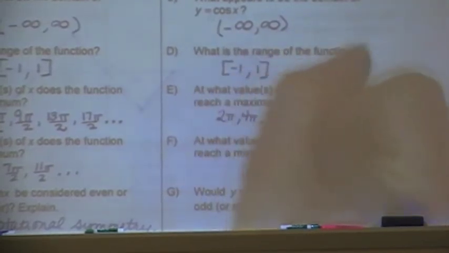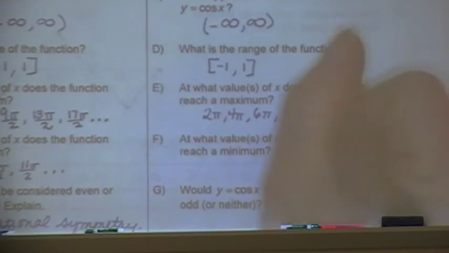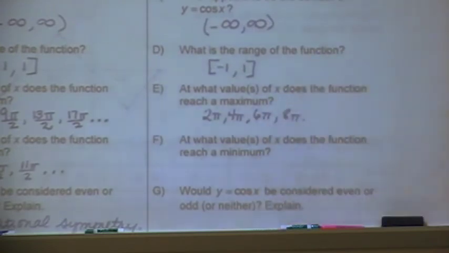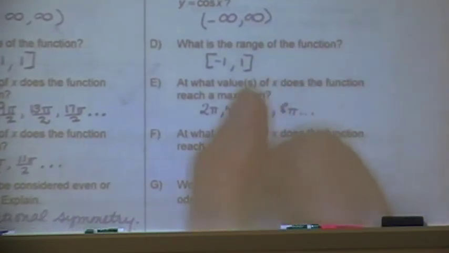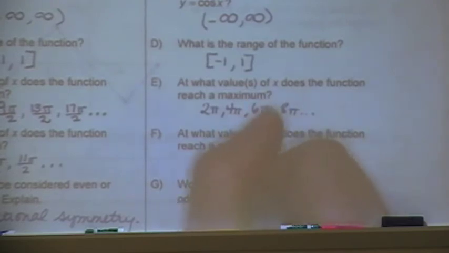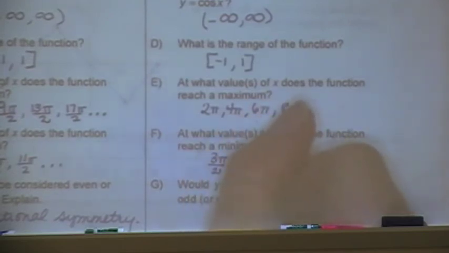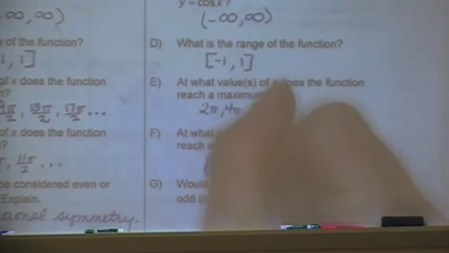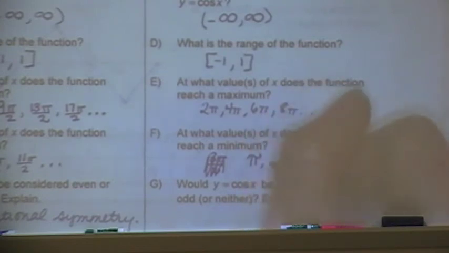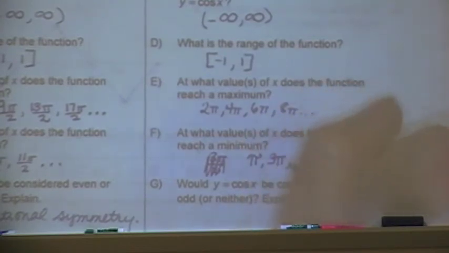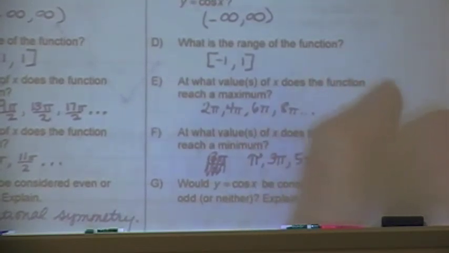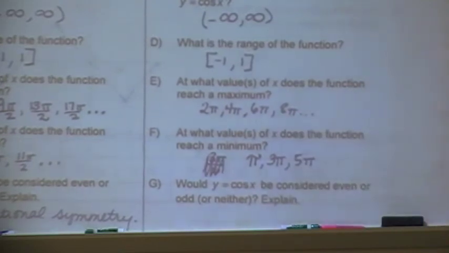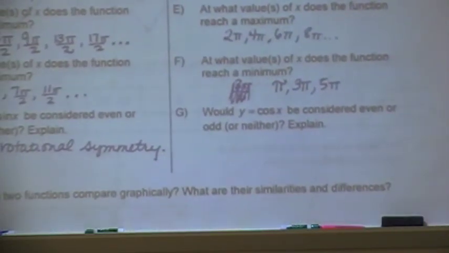The minimums? Where are they? 3 pi over 2. Isn't it 3 pi over 2? It's at pi. It's at pi. And then the next one happens at 3 pi, and then 5 pi. So the even pi's are the maxes, the odd pi's are the mins.